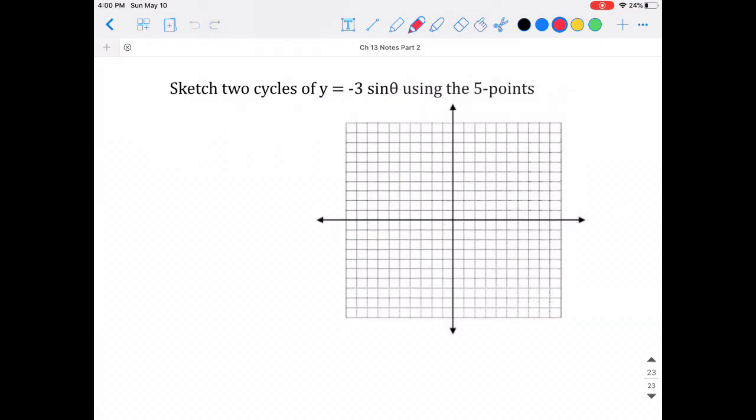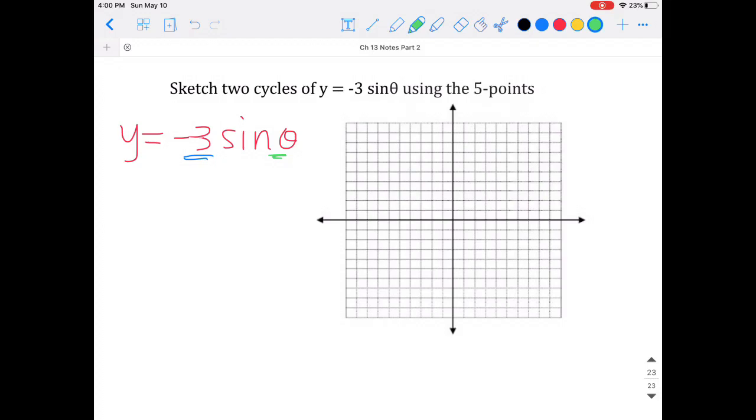Okay, so next example for sketching. Sketch 2 cycles of y equals negative 3 sine of theta using the 5 points. So now we have y equals negative 3 sine of theta. And notice in the last 3 examples, the only thing that has changed is our a value, or our amplitude. Our b value in all of these has been 1, which means that our intervals or our period amongst these 3 examples has not changed. The only thing that has been changing is the amplitude. On the next slides, we're going to get into a couple of examples where our period is changing as well.